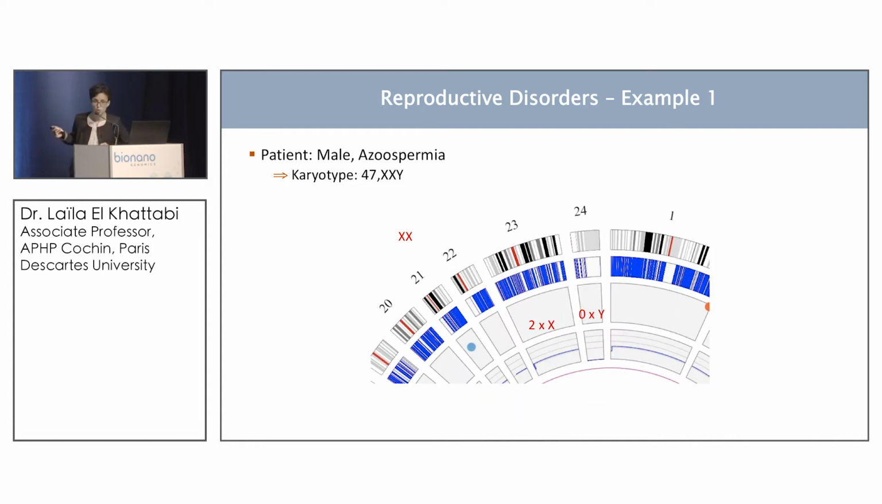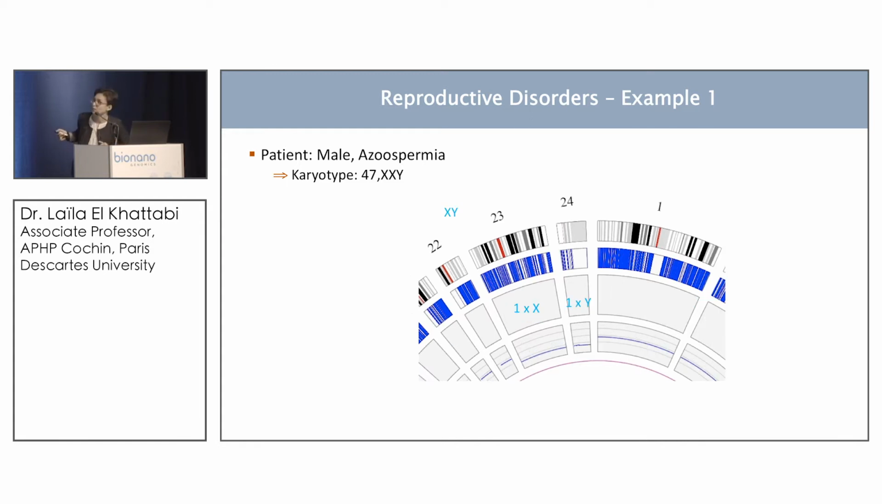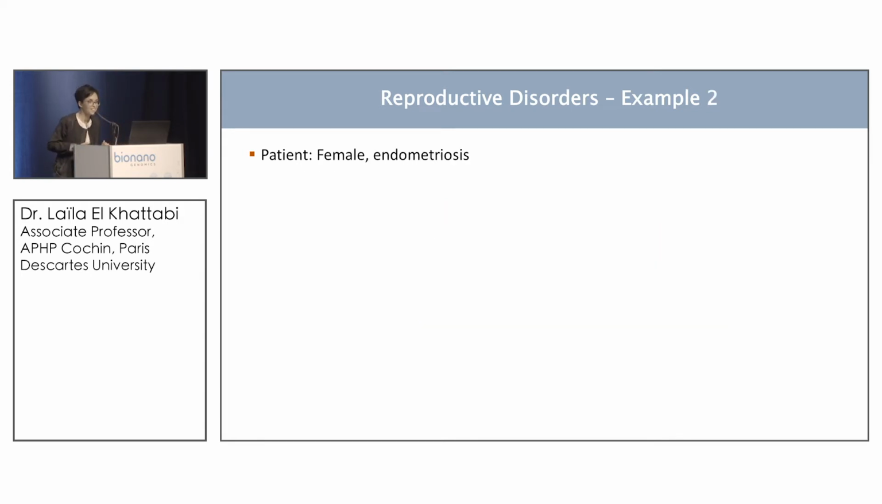And just to compare to normal karyotypes, this is a female, 2X and no Y, and the same for a male, you get this coverage, 1X and 1Y. So fortunately, it detects.